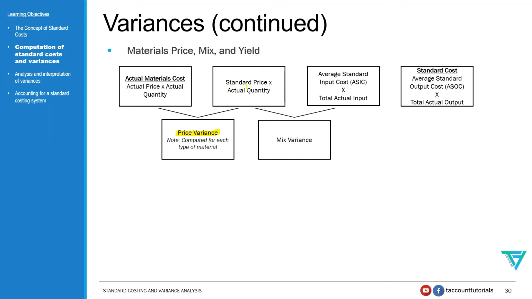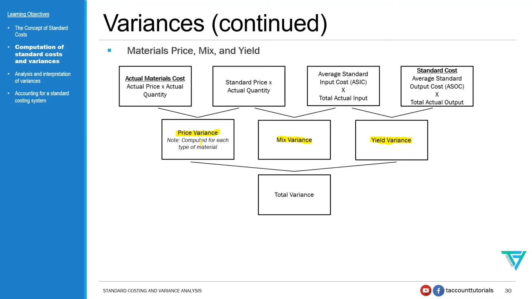And then if we deduct the actual quantity at standard prices against the total actual input multiplied by the average standard input cost, we would arrive at the material mix variance. And then if we also deduct the average standard input cost multiplied by total actual input against the average standard output cost multiplied by the total actual output, we get the yield variance. So in this sense, we are already comparing standard input cost, standard output cost, as well as actual input and actual output. So that leads to the yield variance.